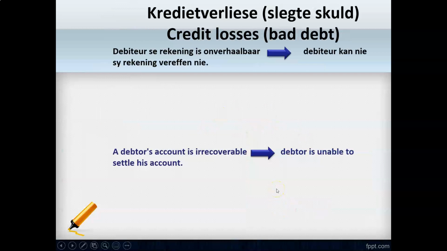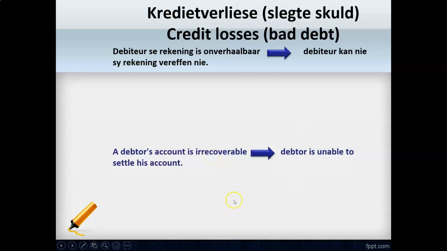Great stuff. Now, what are credit losses? At school, they taught you about bad debts. I don't talk about bad debts anymore, but it's exactly the same thing. You should not talk about bad debts either because you will be penalized if you do. The new term that you have to learn is credit losses. When do we write off credit losses? That is when a debtor's account is totally irrecoverable. There is no way I'm going to get that money from that debtor.